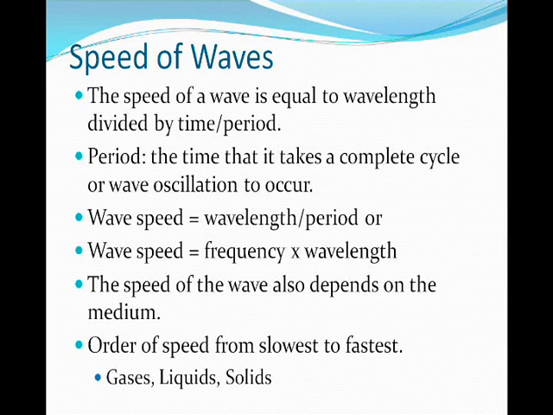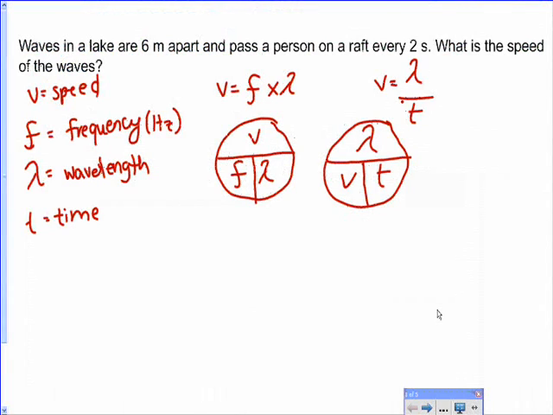Now, let's go ahead and do some practice of calculating. Okay. Let's look at this practice problem, but first I want to explain what each of our variables equal. V is going to be speed, just like it always has been for us. F is going to be frequency, which is measured in hertz, Hz. And hertz is actually just 1 divided by seconds. That's all it is.